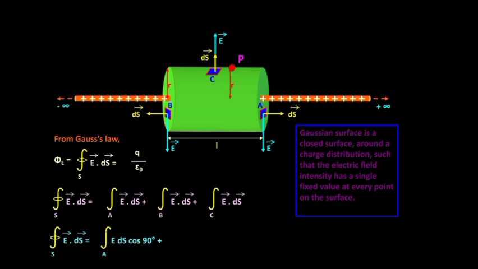So in case of area A, the angle is 90 degrees. In case of area B, the angle is also 90 degrees. And in case of C, the angle is 0 degrees. So cos 90 degrees value is 0. So the value of electric flux in case of area A and area B is 0. So total flux is equal to E integration of ds only for the curved surface.